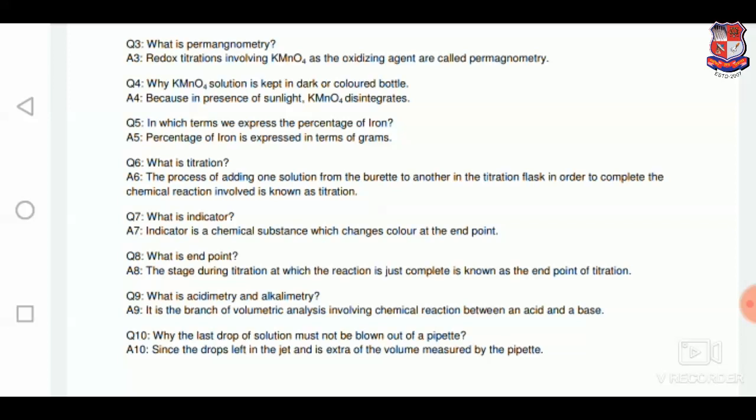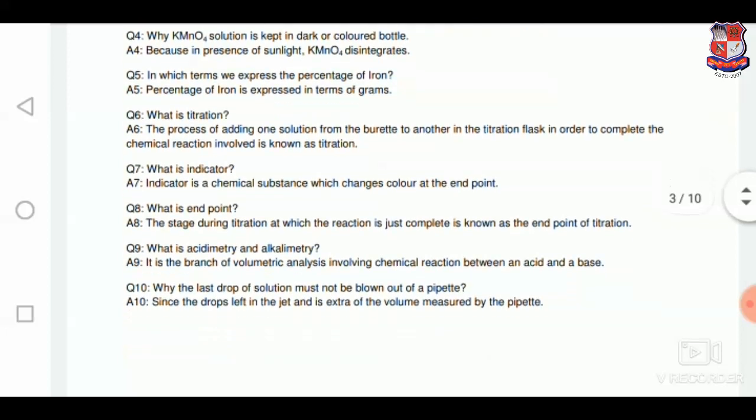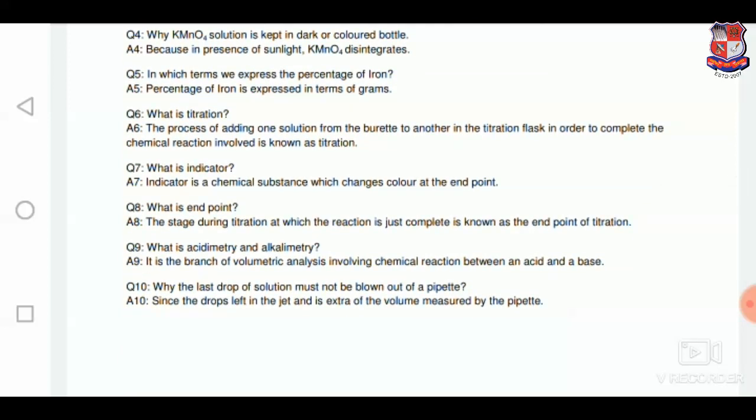In which terms do we express the percentage of iron? The percentage of iron is expressed in terms of gram. What is titration? The process of adding one solution from the burette to another in the titration flask in order to complete the chemical reaction involved is known as titration.